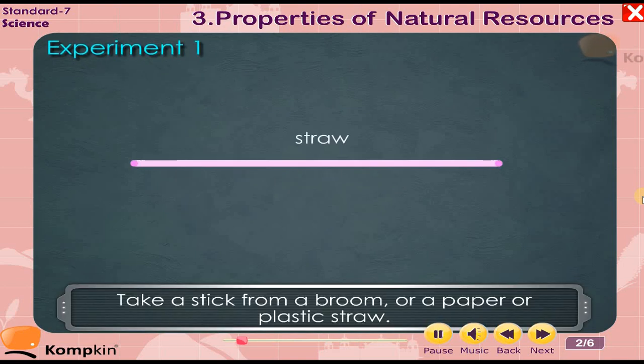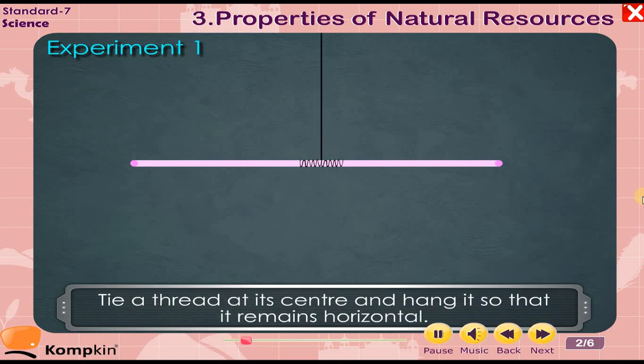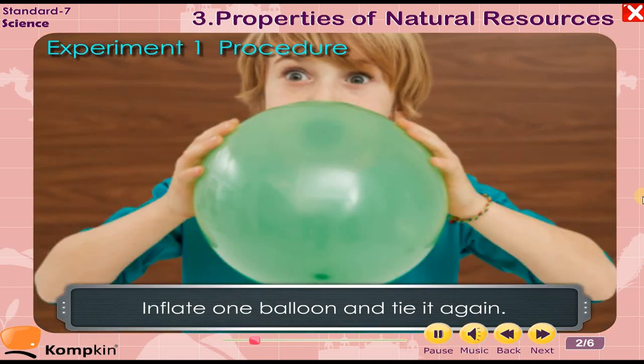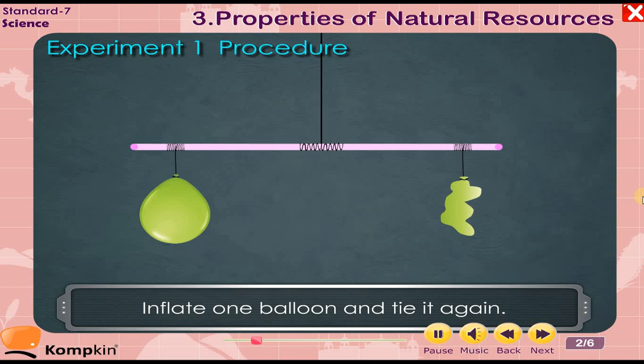Experiment 1. Take a stick from a broom or a paper or plastic straw. Tie a thread at its center and hang it so that it remains horizontal. Procedure. Tie 2 rubber balloons of the same size at the 2 ends of the stick. Inflate 1 balloon and tie it again.